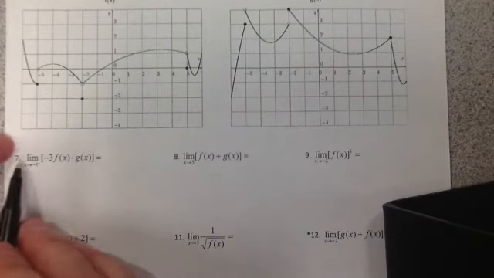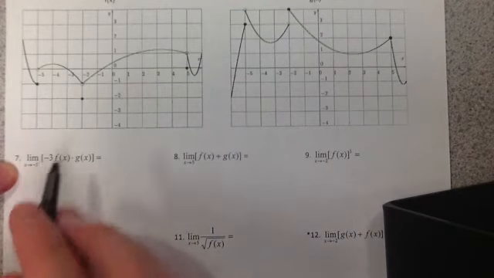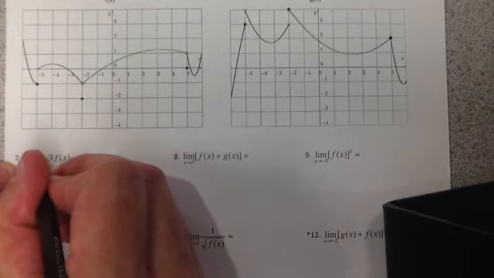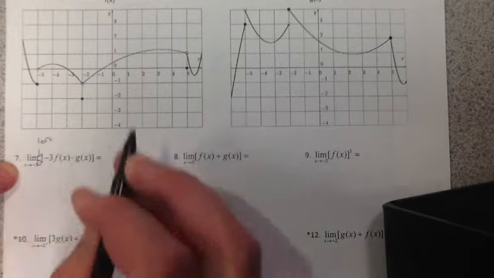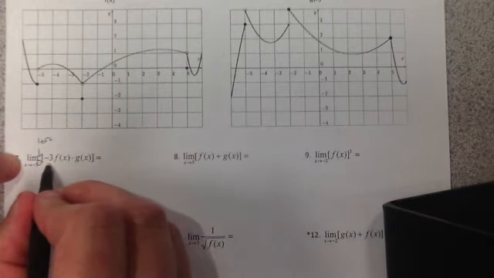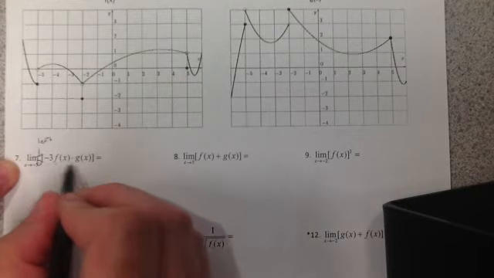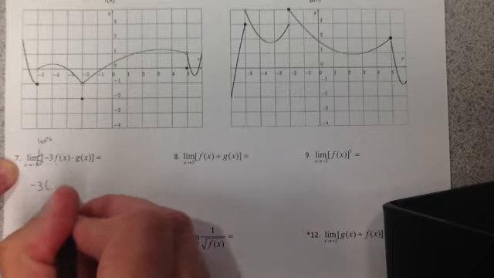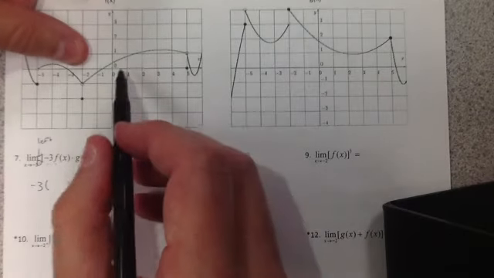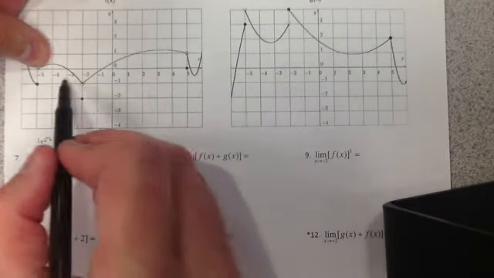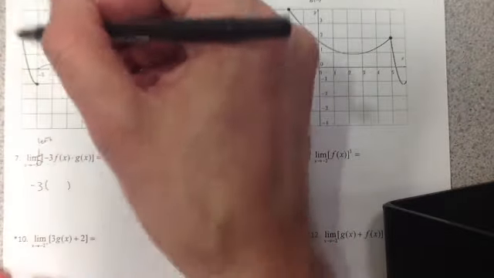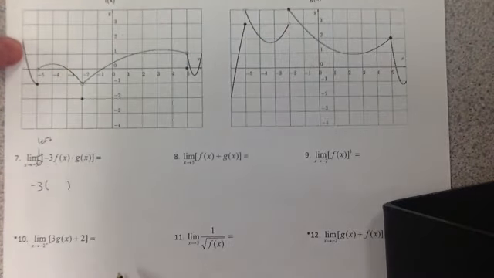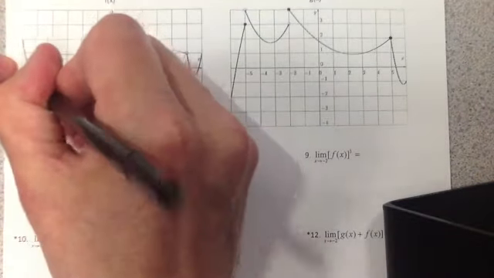Okay, for the first one, it's as we approach 5, be careful, we got that little minus sign from the left. So, the limit of negative 3 times f of x times g of x. Copy down the negative 3. Well, from the left, let's look at f of x. From the left, we approach negative 5. Remember, we're coming in from the left. That's down here. Here's negative 5. We're approaching it from the left.